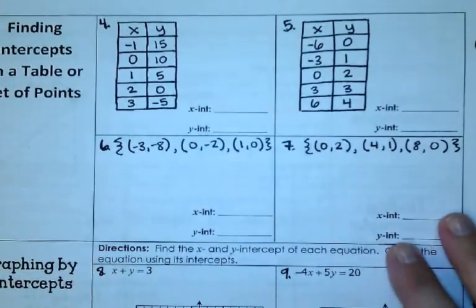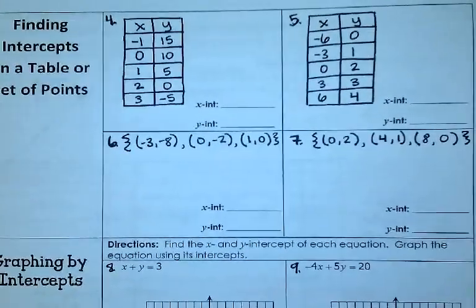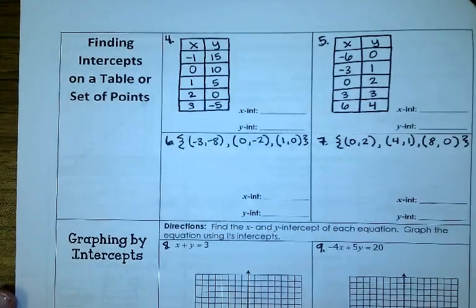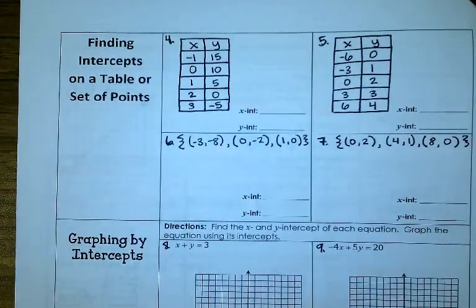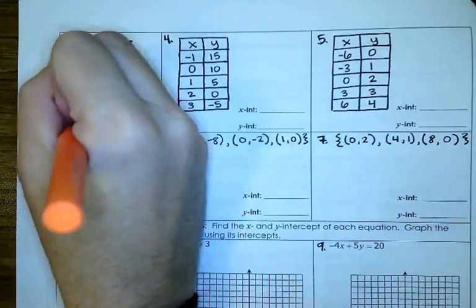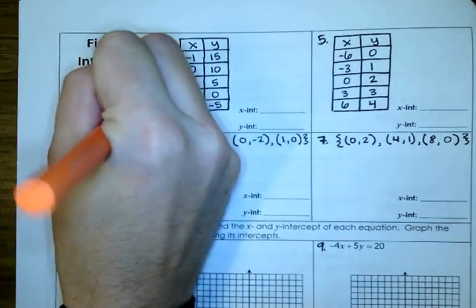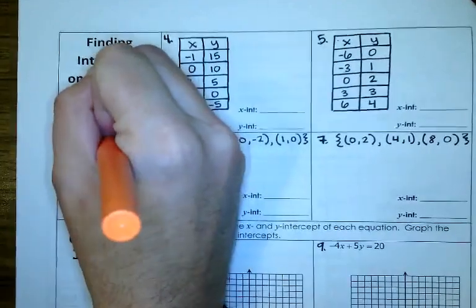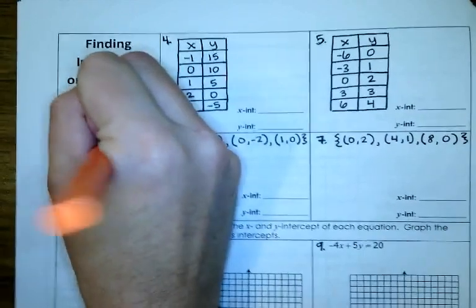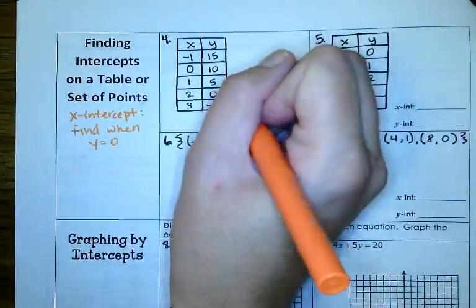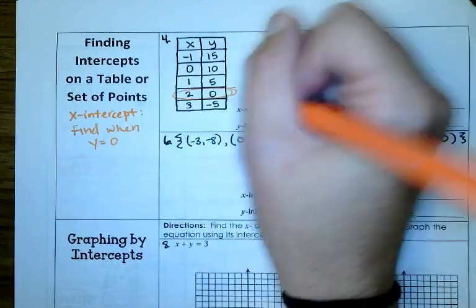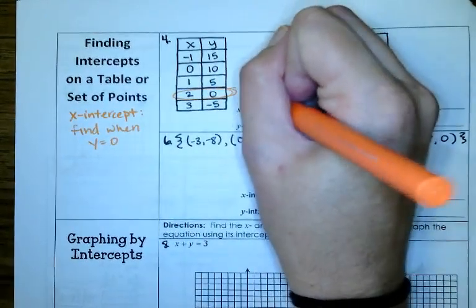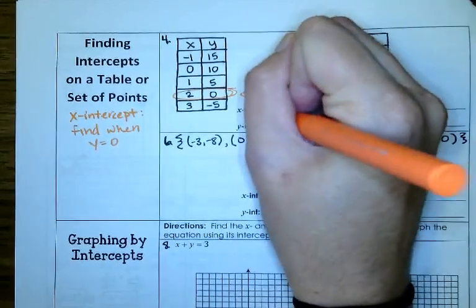All right, guys? So if you have to find the x and the y-intercepts from tables or sets of points, how you do this is you just have to find, for your x-intercept, what are we looking for? What is equal to 0 for your x-intercept? You want to find when y is equal to 0. So yes, on this very first one, you're absolutely right. That would be your x-intercept, all right? 2, 0. Y'all feel good about that?